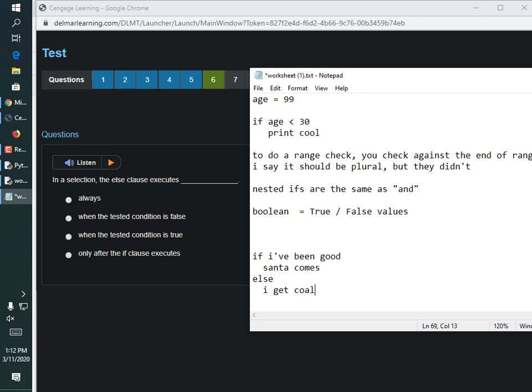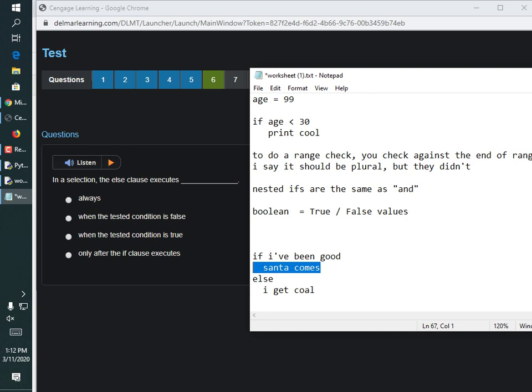I'm going to keep checking, because there always could be one that says both A and B or something like that. When the tested condition is true? No, else doesn't happen if it's true. That one happens only after the if clause executes. Technically, that's true. I hate it when they come up with things that are both true, but this is the better answer.